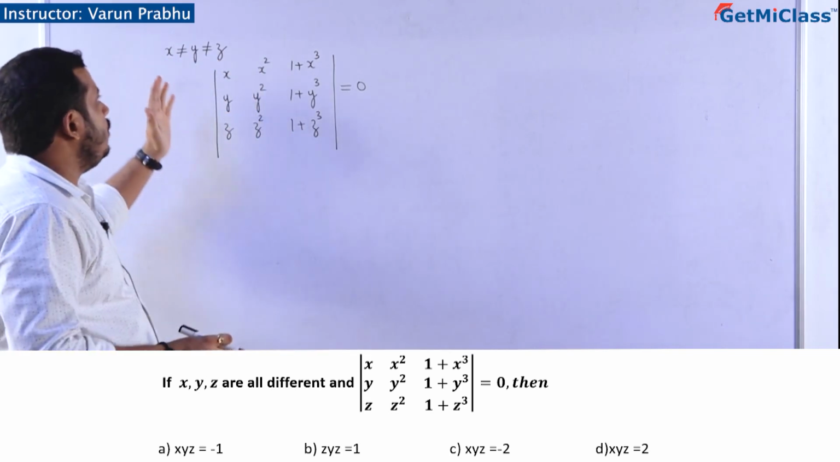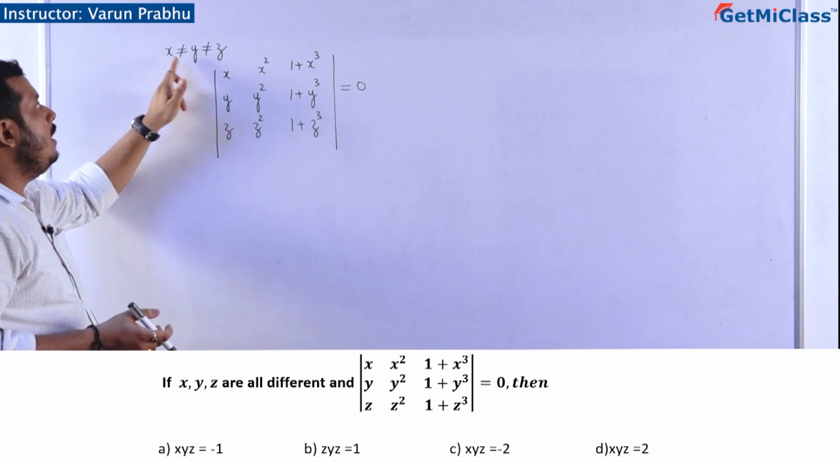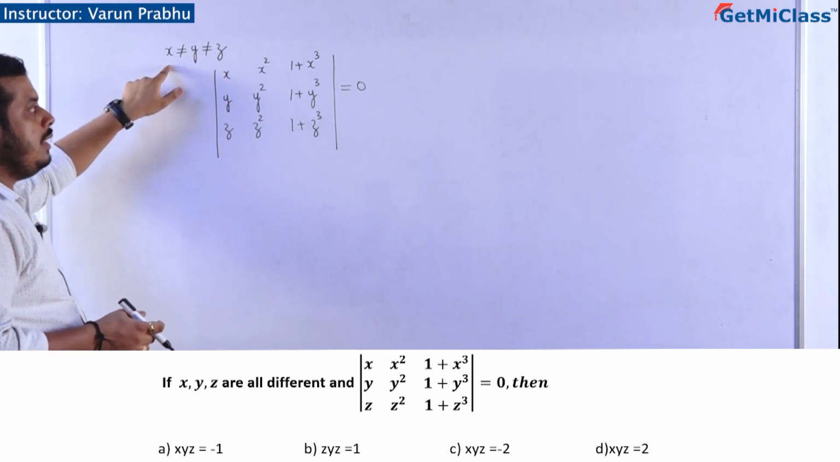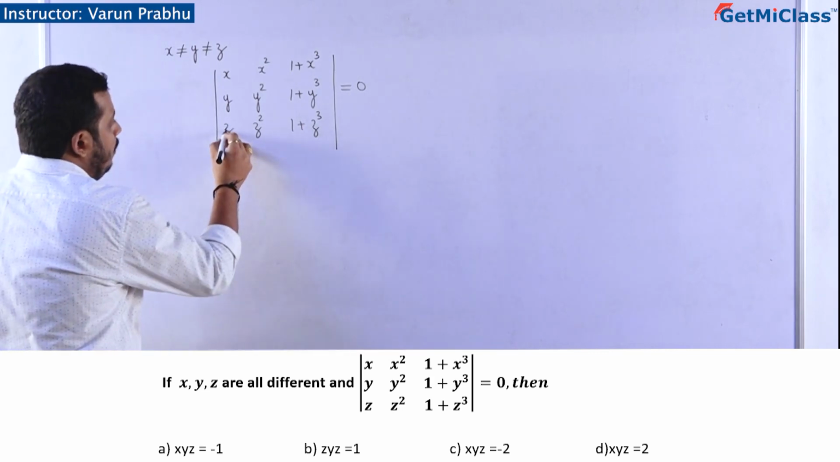If you look at this question, students, it's told in the problem that x, y, z are all different, which means x, y and z are unequal to each other. That's the meaning of it. And the value of this determinant is equal to 0, as told in the problem.